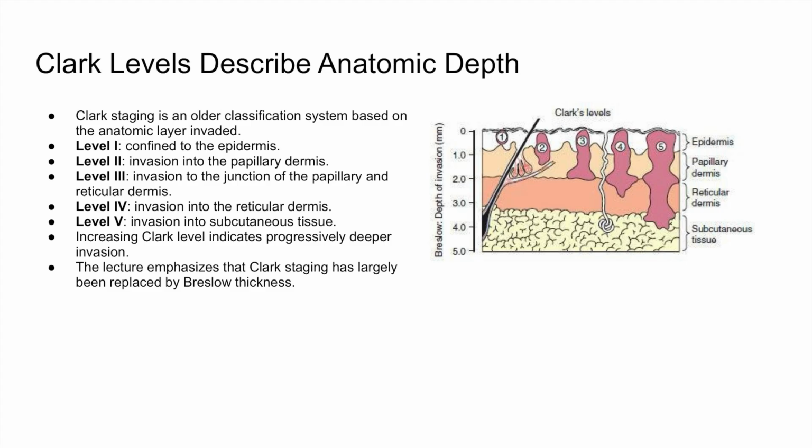So Clark level has largely been replaced by modern staging by Breslow thickness, which directly measures tumor depth in millimeters and is more reproducible and prognostically useful. So for exams, just know the 5 anatomic levels, but prioritize Breslow thickness and ulceration when asked about current melanoma staging or prognosis.